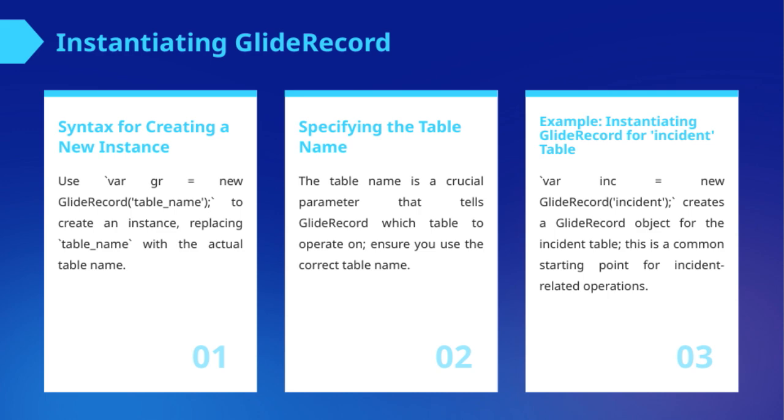So, the general syntax is var gr = new GlideRecord('table name'). Now, the table name itself is really important because it tells GlideRecord which table to operate on. Make sure you use the correct table name, because if you get that wrong, your code won't work as expected. To sum up, instantiating GlideRecord is about creating a new object tied to a specific table by passing that table's name as a parameter. This is the foundational step for querying, updating, or manipulating records within ServiceNow.